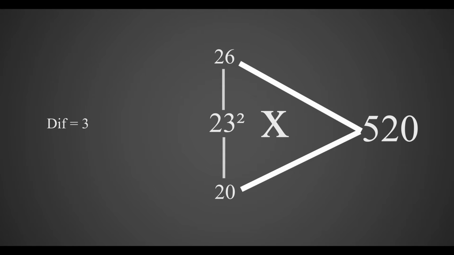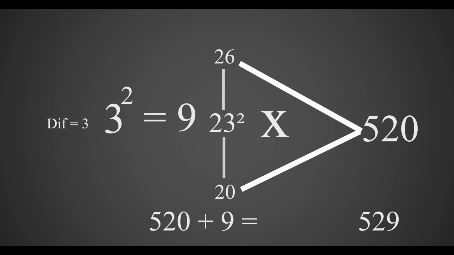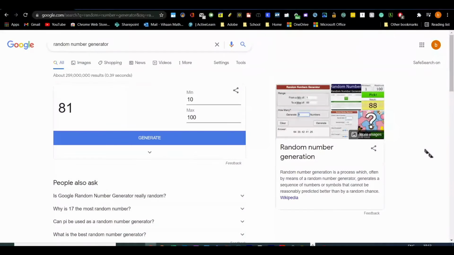Now the final step is to square the number that you went up and down with. So the number that we went up and down with is 3. So we have to square 3, which is 9, and then add it to our previous answer, which is 520, and you get 529.